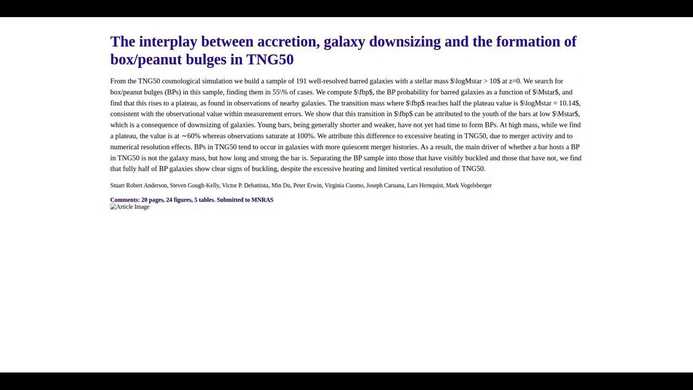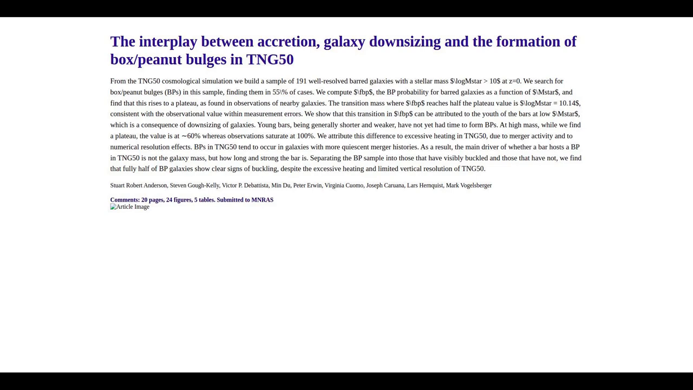Next article. The interplay between accretion, galaxy downsizing and the formation of box/peanut bulges in TNG50. From the TNG50 cosmological simulation, we build a sample of 191 well-resolved barred galaxies with a stellar mass log M star greater than 10 at z equal to 0. We search for box/peanut bulges in this sample, finding them in 55% of cases.